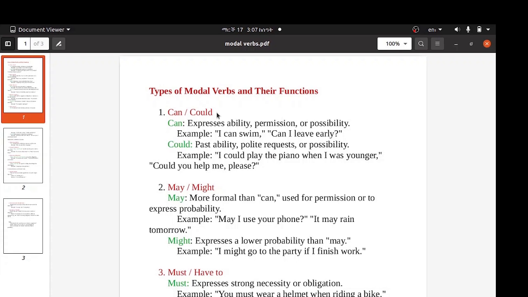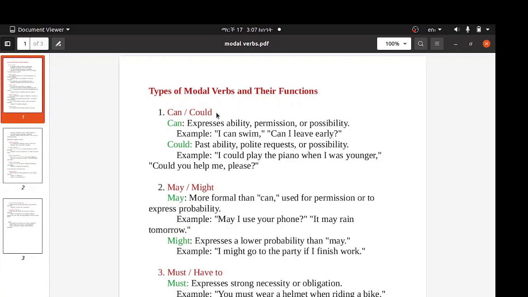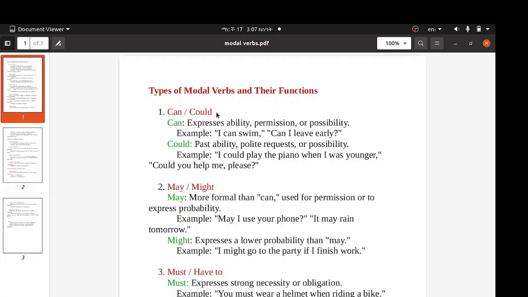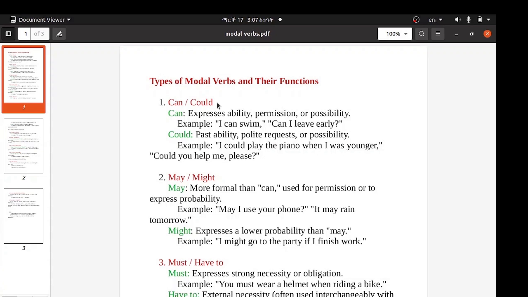Let's get started with this lesson. Modal verbs are the verbs that we use to express ability, permission, probability, and the like. There are different modal verbs: can, could, may, must, have to, ought to. We will see them one by one.